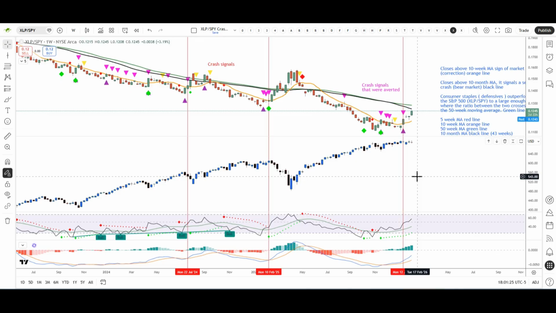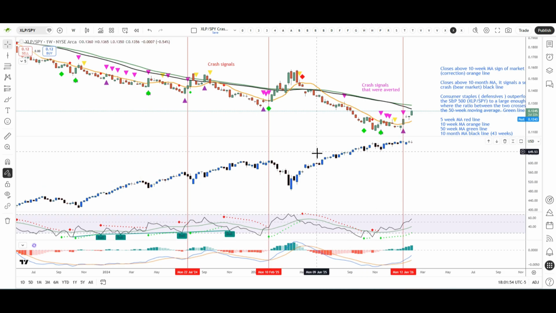So, first up here, we have the XLP to SPY ratio chart. Now, the orange line here is the 10-week moving average, and the black line is the 10-month moving average. And something really strange is currently happening, and I have a theory as to why, but we will go through the chart. So, normally, except for this time, this time it's different.